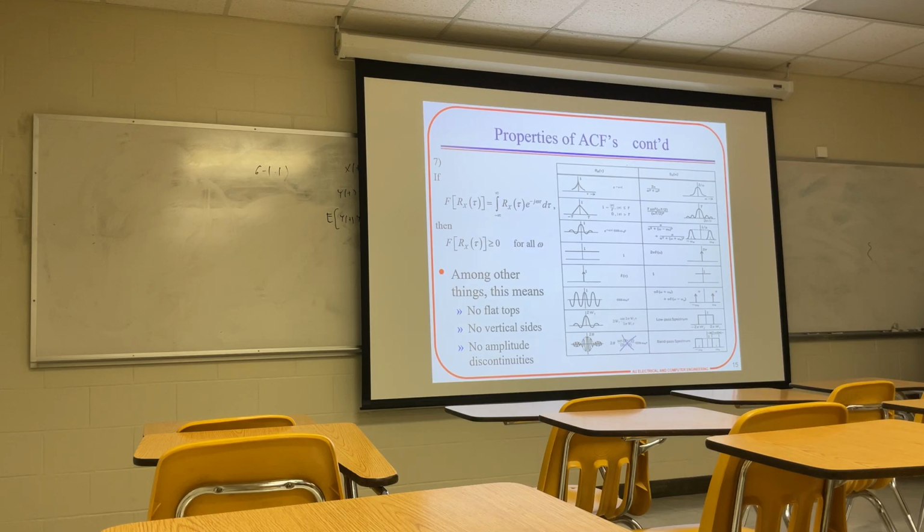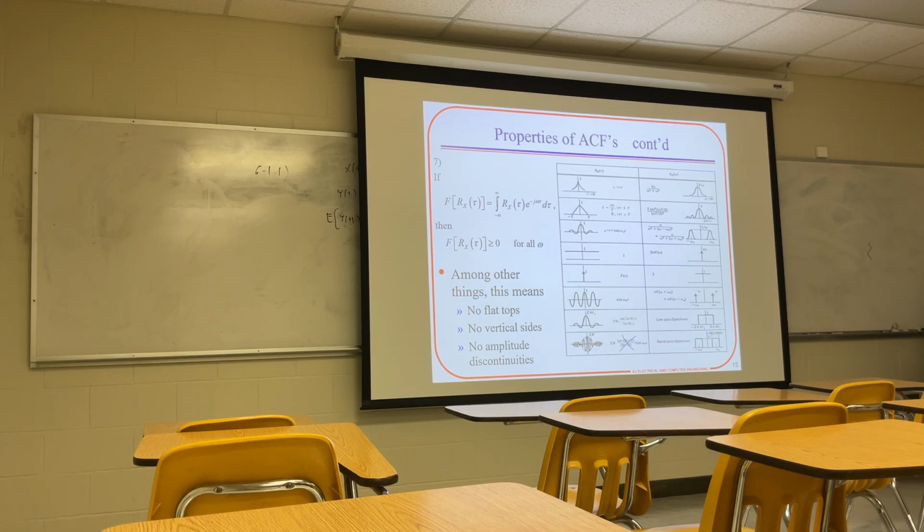in general. Now these are just the autocorrelation function, not the transforms. The first is there are no flat regions. In other words, no flat tops in the peak value. There can't be something where you have a peak value that's flat and then it just tapers off to 0.